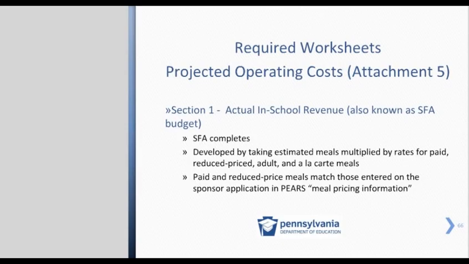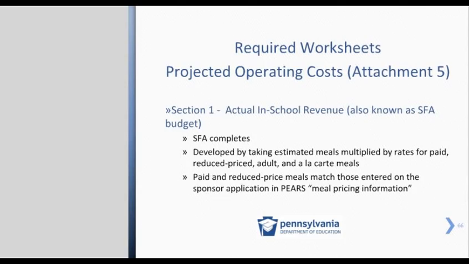Projected operating cost worksheet is attachment 5. There are 4 sections to this. The projected operating cost or POC worksheet breaks down into these 4 sections. Section 1 of the POC is the actual in-school revenue section, also known as SFA budget. This is completed by the SFA. To complete, you would take the estimated meals multiplied by the rates for paid, reduced price, adult, and a la carte meals. The paid and reduced price meals must match those entered on the sponsor application in pairs.